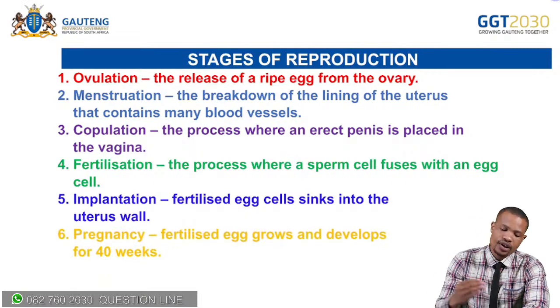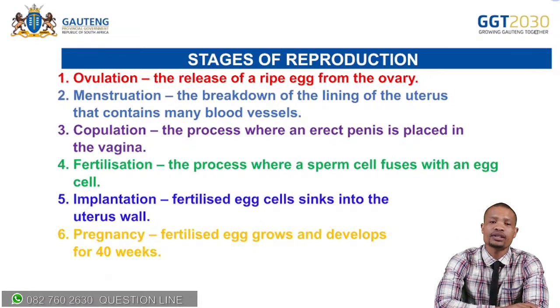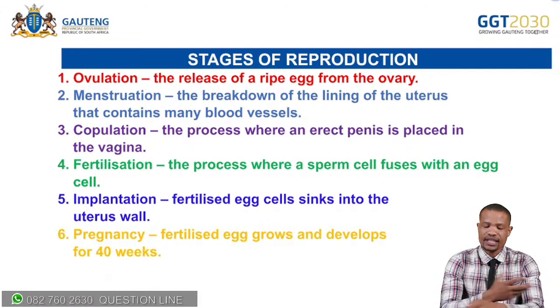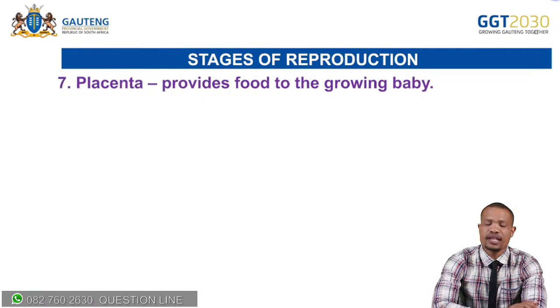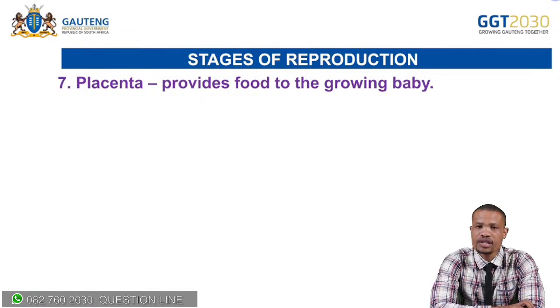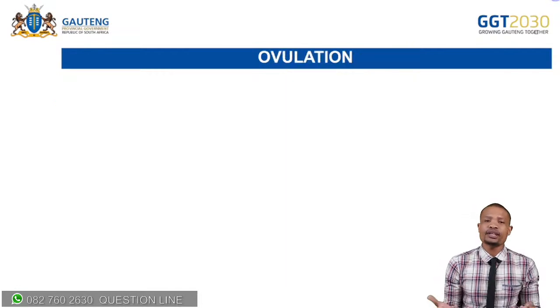Then the whole process from fertilization to implantation and beyond is known as pregnancy. This is when the fertilized egg grows and develops for a period of 40 weeks. Right. So the seventh one will be the placenta, which is when there is a placenta that provides food to the growing baby. Then the last one is pregnancy, which is the period between fertilization and the birth of a baby. Right. So let's begin with ovulation.